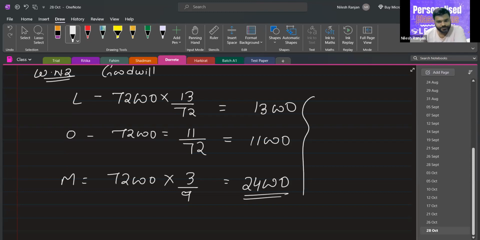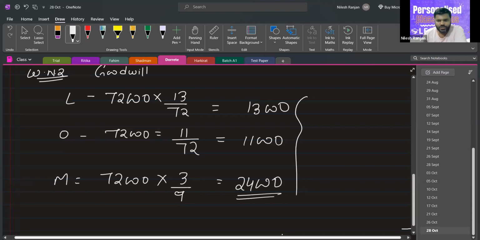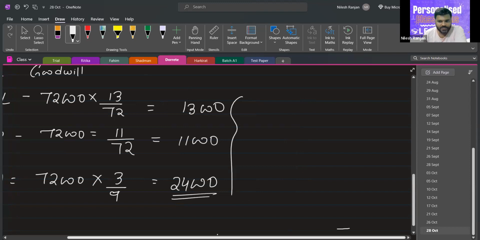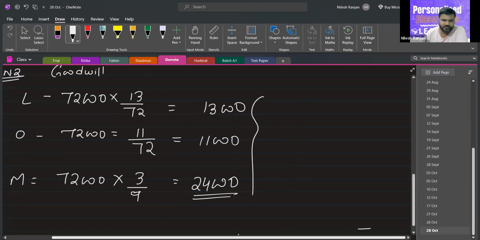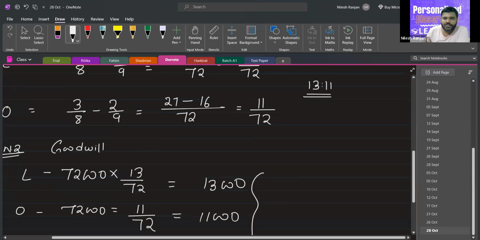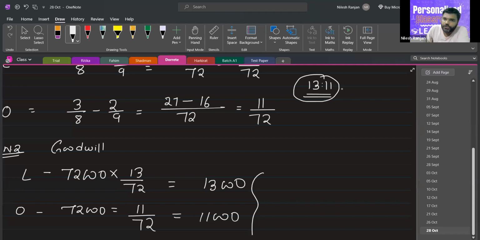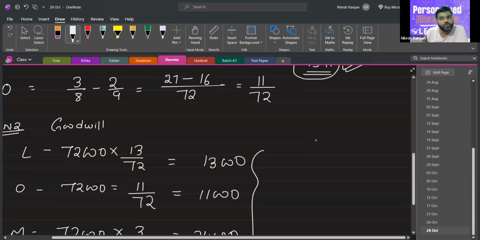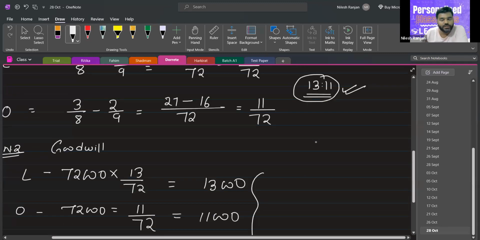So, sir, in this case, we have to use case 1? No, it is not case one. Actually, let's see the second method. Now, in this, you have got 13 is to 11. So when you are using this ratio, then first calculate the sacrificing partner's share.